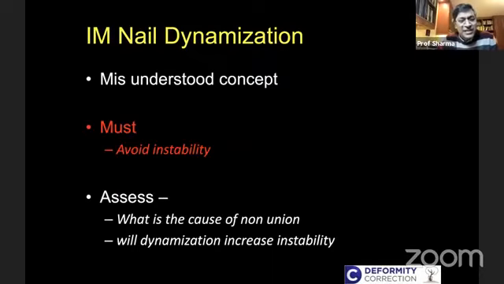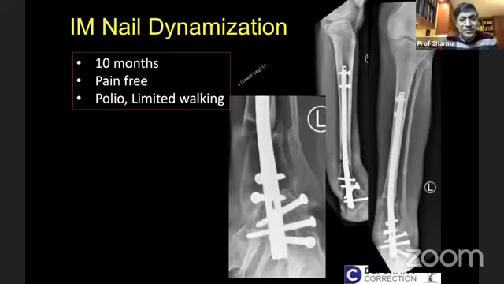What we need to assess is what is the cause of non-union. And if dynamization is adding to the cause, then it will never heal. What you need to do is reverse the cause. And if dynamization helps to change the cause of the non-union or eradicate it, like causing more stability, then yes, please dynamize the nail.